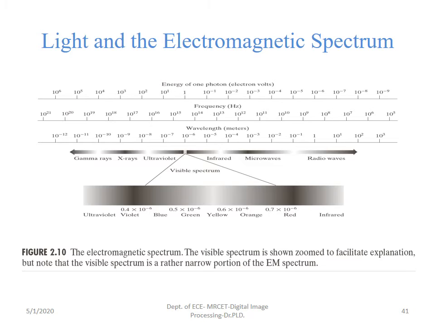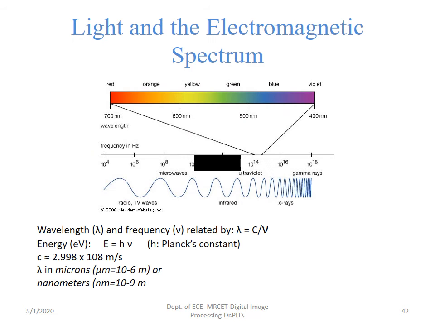The visible spectrum is shown zoomed to facilitate explanation, but note that the visible spectrum is a rather narrow portion of the electromagnetic spectrum. For understanding the visible spectrum, I have given clear information: 700 nanometers to 400 nanometers of color spectrum, varying from red to violet, that is the VIBGYOR colors. With these colors, the frequencies vary from 10 power 4 to 10 power 18, and in between we have this particular visible spectrum.